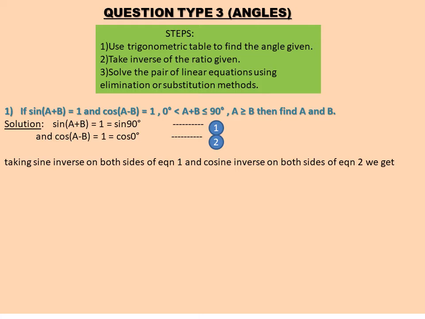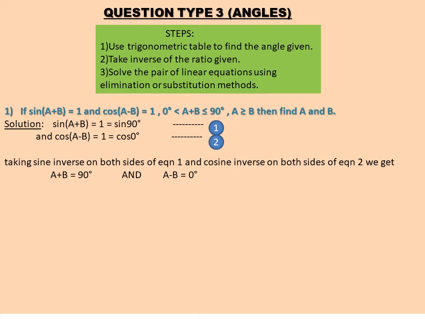If it is given sine theta, you will take sine inverse on both the sides. If it is given cos theta, you will take cos inverse on both the sides. If it is given tan theta, you will take tan inverse, because you can't cancel the ratios on both the sides. It's just taking inverses on both the sides, right? So let's take inverse on both the sides.